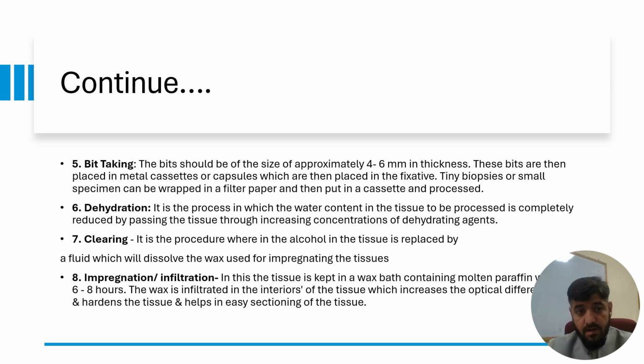Then we have another step that is known as clearing, in which we will replace the dehydrating agents with the clearing agent, which will increase the transparency of the tissue as well. And then the final step in tissue processing is impregnation or infiltration, in which the clearing agent is replaced by wax or impregnating media, which may be paraffin wax or some other impregnating media.